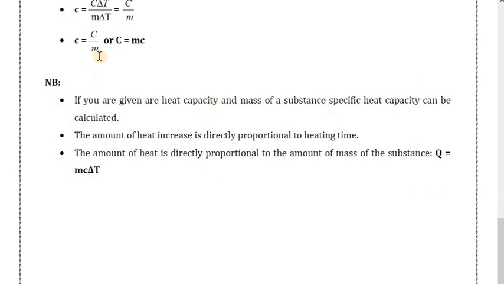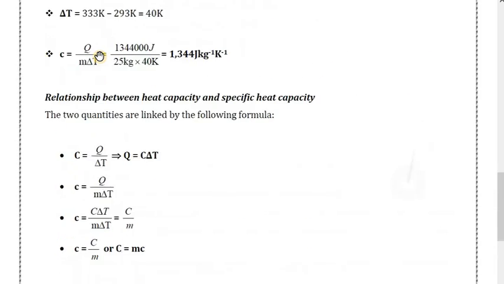So it says here that if you are given heat capacity and the mass of a substance, specific heat capacity can be calculated. So if you are given the heat capacity and the mass of a substance, then the specific heat capacity of that particular substance can be calculated. And we also put in a proportionality. Obviously, the longer you heat something, the more the heat in that substance increases.